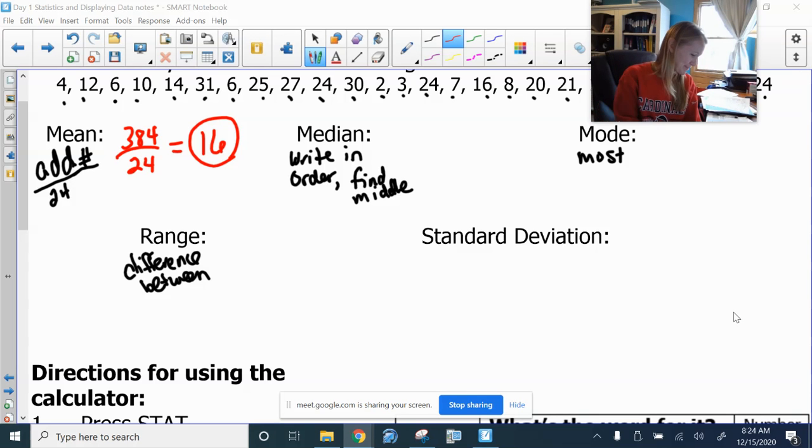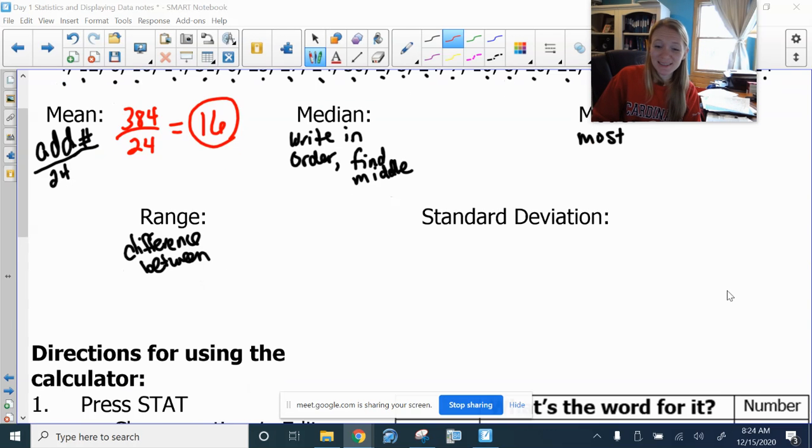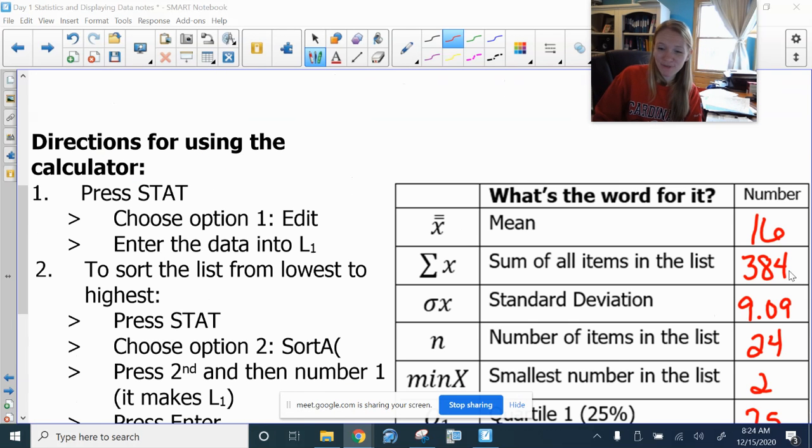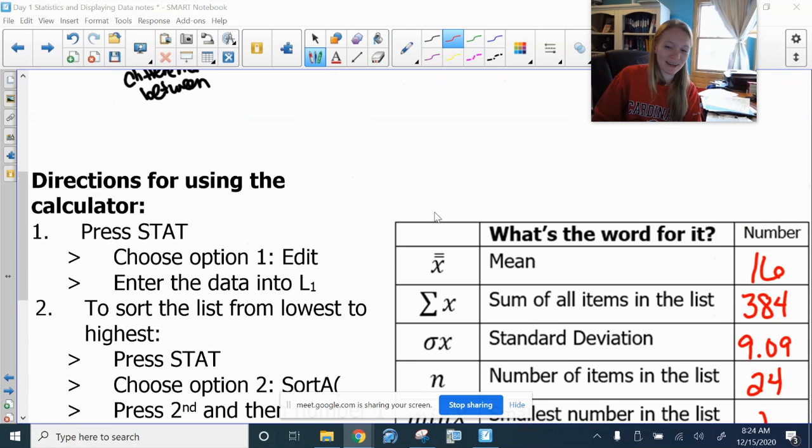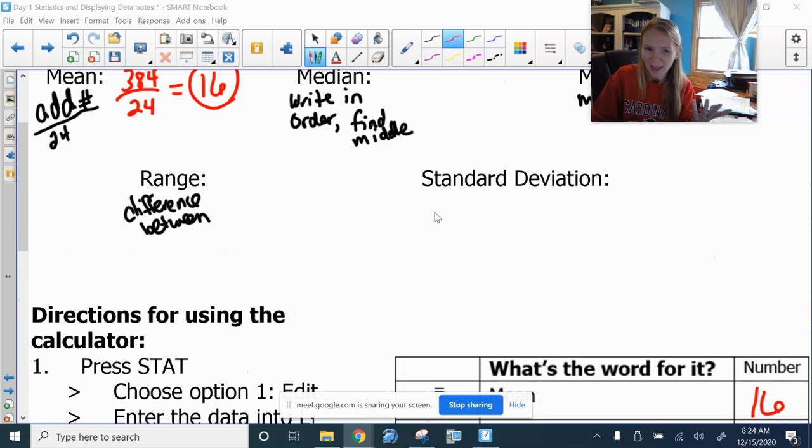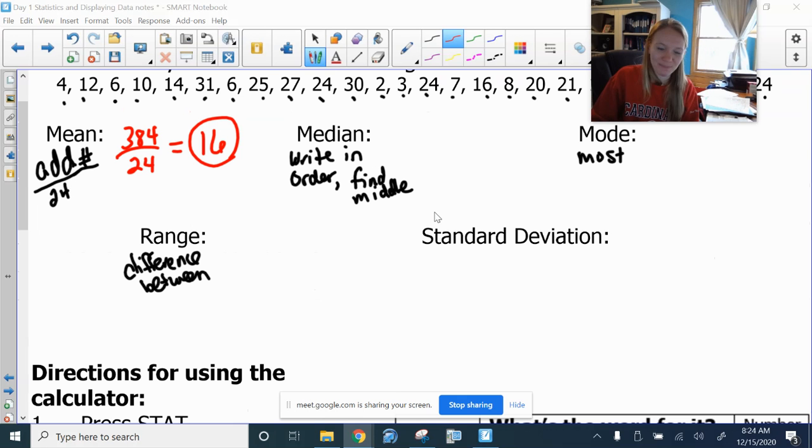We got this. Totally. Okay, so like I was saying before I got cut out, the mean is just adding up your numbers. So we had said that our sum was 384 from our list, from our calculator, or you could add them up by hand and then divide by the number in the list.